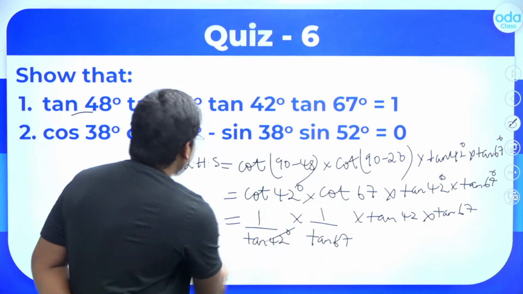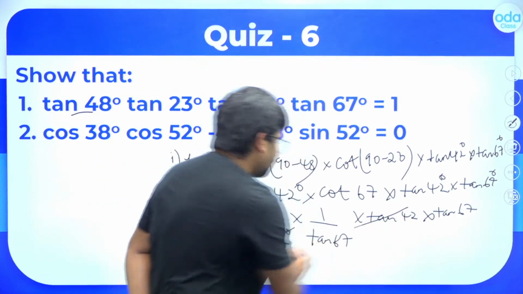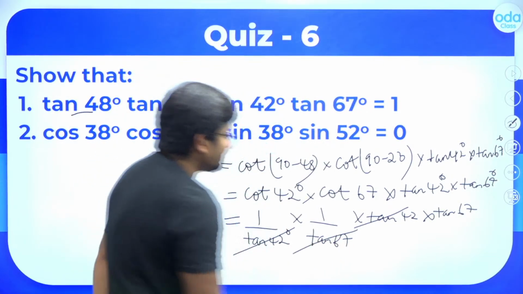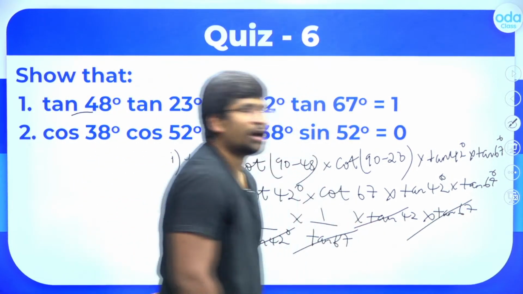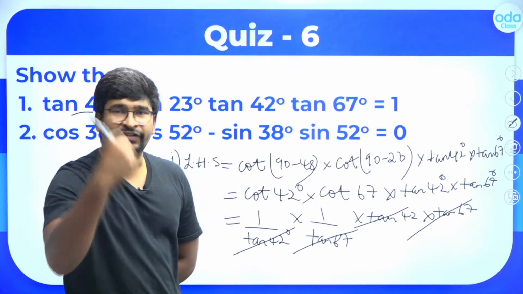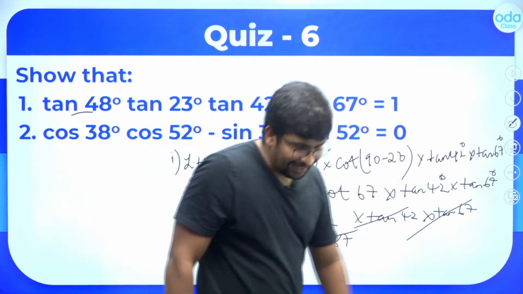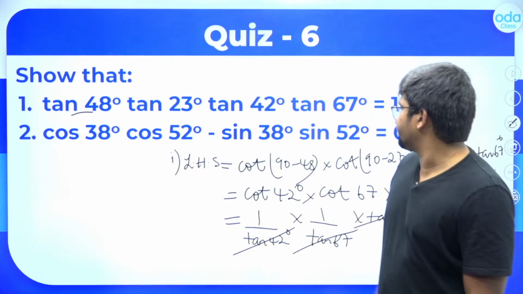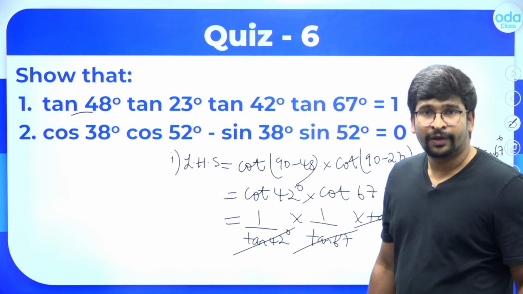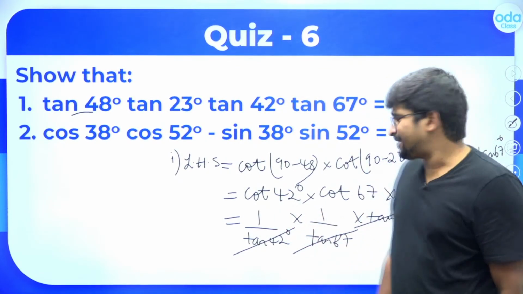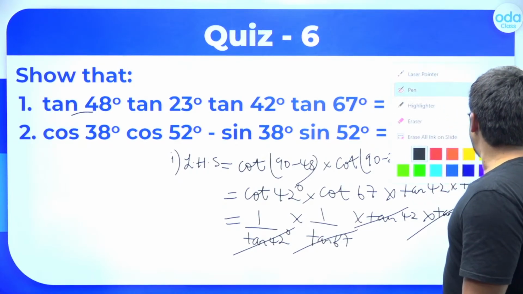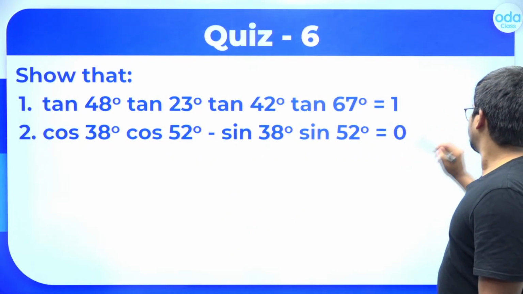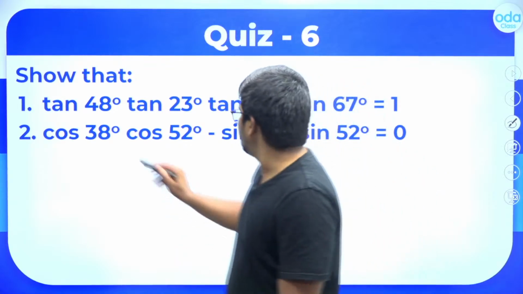So tan 42 and tan 42 gone. Tan 67 and tan 67 gone. What is left? Just a 1 is left. So the answer is proved. LHS is equal to RHS. Clear to all of you? Is it clear? Can I move to the next one? The second question also same logic has to be applied. So let's do the second question now.